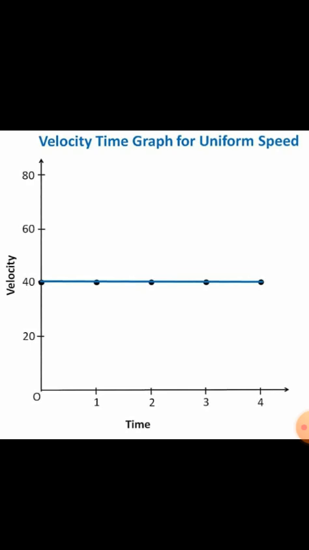Then acceleration is equal to y2 minus y1 by x2 minus x1. Substitute the values in the formula. We will have 40 minus 40 by 3 minus 2, which will be 0. So a body moving with constant velocity is said to have 0 acceleration. We have shown that the body has 0 acceleration, and the velocity time graph is always a straight line parallel to the time axis.